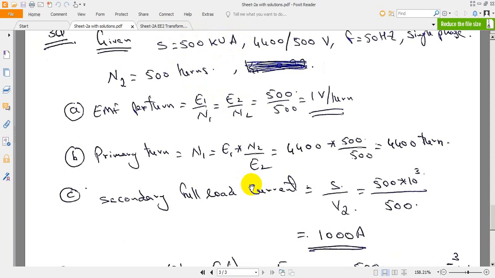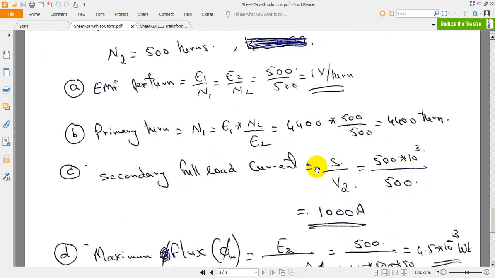Now we need to evaluate the secondary current. The power it can handle is S, divided by the secondary voltage, so the secondary voltage has to be considered. So S is 500 kVA divided by V2, which is 500, which is equal to 1000 amperes. If you evaluate this, you will get 1000 amperes.